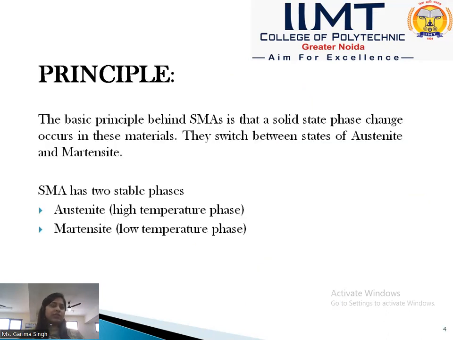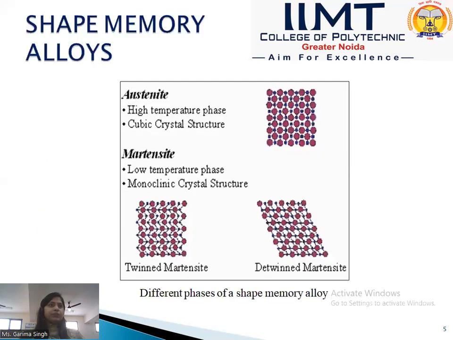Okay, so here is the basic principle behind the SMAs: a solid state phase change occurs in these materials, and a change in the phase describes which kind of structure it has. It is the switch between the states of austenite and martensite. The SMAs have two stable phases. One is austenite, that is the high temperature phase of the material, and the other is martensite, that is the low temperature phase of the material.